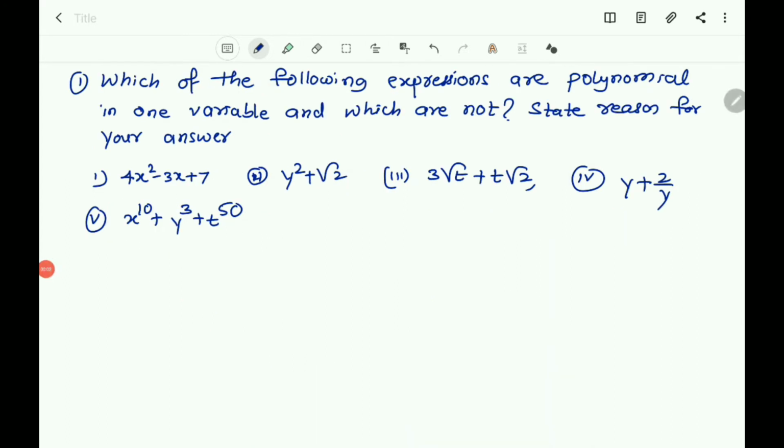Now you take the first expression, that is 4x square minus 3x plus 7. This expression has only one variable and non-negative integral powers of x. Here only one variable is there, that is x, and x to the power of 2 is there, 2 is positive, that is a whole number, and x to the power of 1 is there, that is also a whole number. Therefore you can conclude that it is a polynomial.